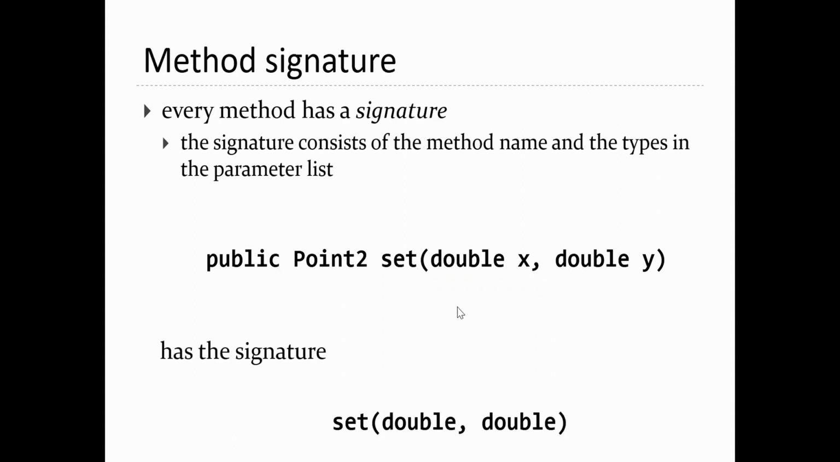Right. Okay, now there's something called the method signature. The signature consists of the method name and the types in the parameter list, in the order that they appear. So in other words, the names of the parameters are not part of the signature. The return type is not part of the signature either, which confuses a lot of people. So the signature of the set method is set double double.